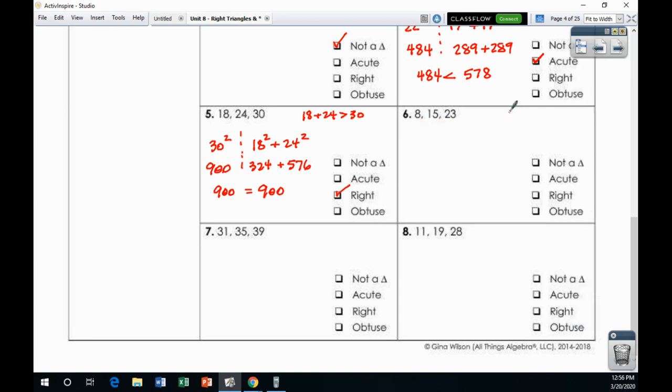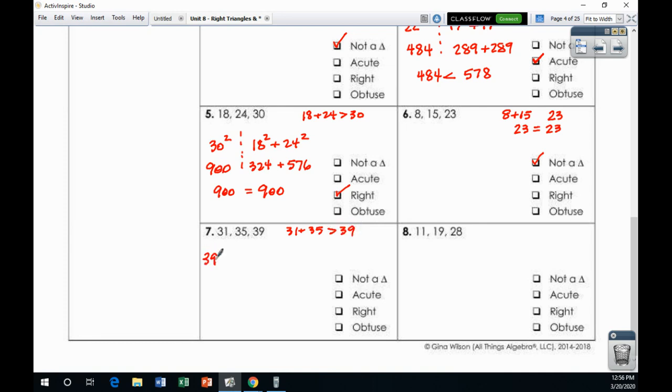Number 6. 8 plus 15, that's 23. The two smaller sides are equal to the largest side. That means it is not a triangle. The sum of the two smaller sides has to be greater than the largest side. It's not enough for it to simply be equal. Number 7, 31 plus 35 obviously is bigger than 39, so we got ourselves a triangle here.